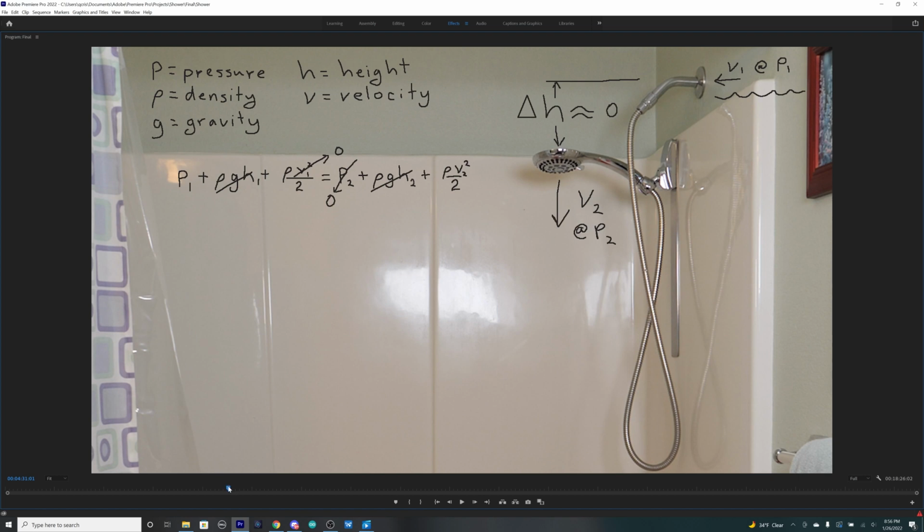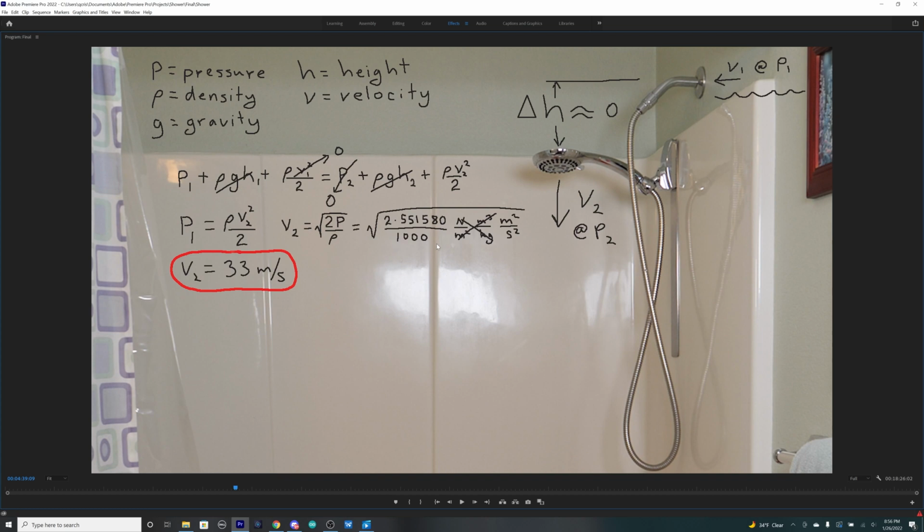And what we are left with, if we just step forward, is the P1 is still there. We have an equation for the pressure of P1 equals rho, the density of the water, times the velocity of the jet, squared, divided by 2. The only unknown here is the velocity of that jet, so we just rearrange it to get our V2 by taking the square root to get rid of the square on the V. Let's see, there's our answer, 33 meters per second.